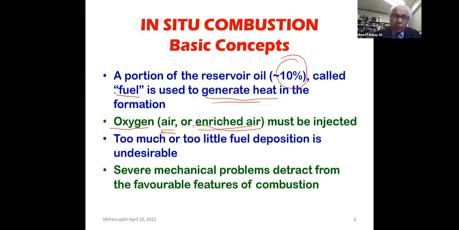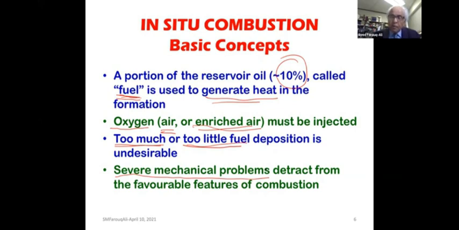Now, fuel, again, I'll be using this term. This is the heaviest fraction of the oil, which is generated automatically in the reservoir to produce heat. Too much is no good. Too little is no good. Too much means that you have to inject a lot of air. Too little means you don't have enough fuel to generate enough heat to heat the reservoir. Now, the last item is the most important one with combustion, that severe mechanical problems detract from the favorable features of combustion.